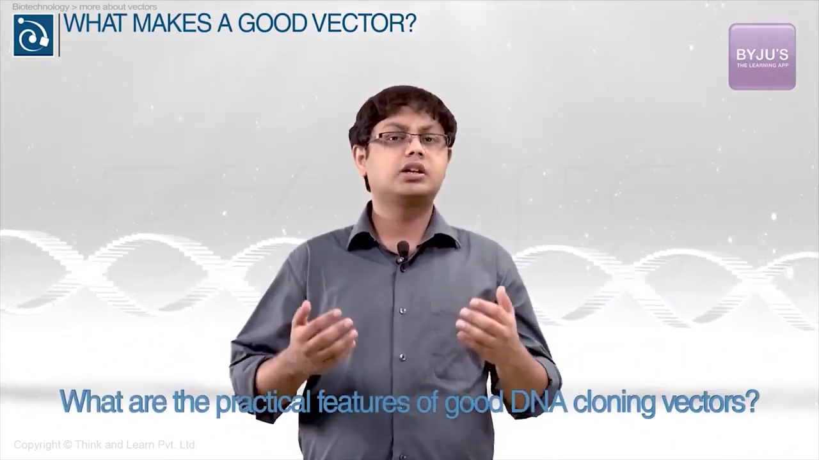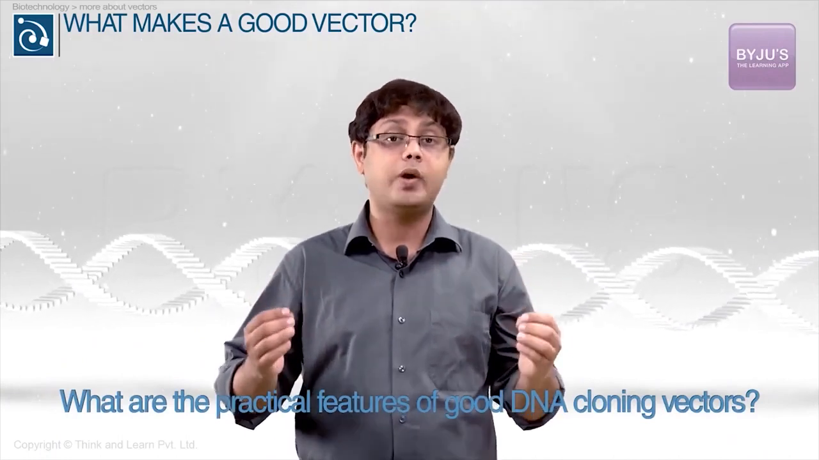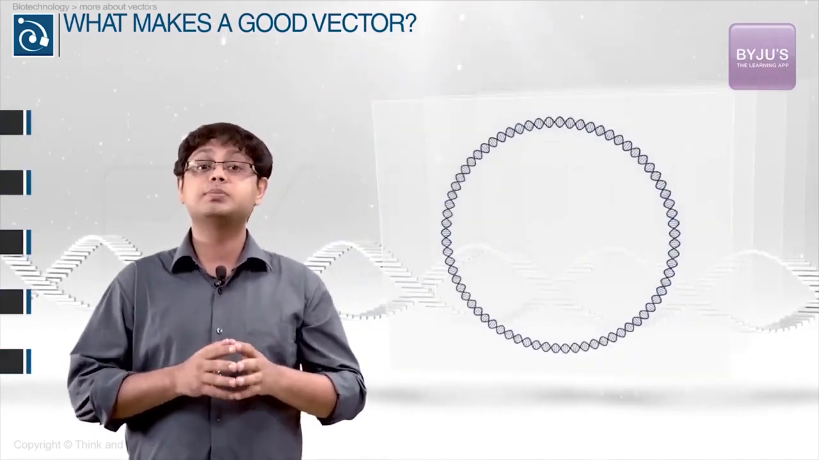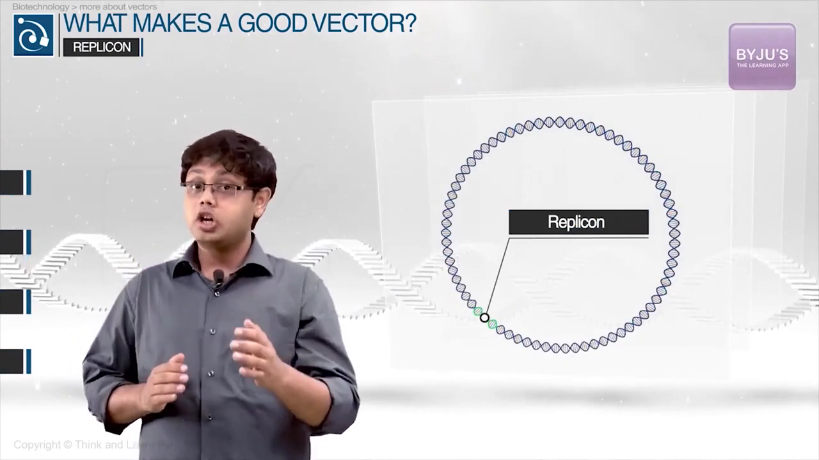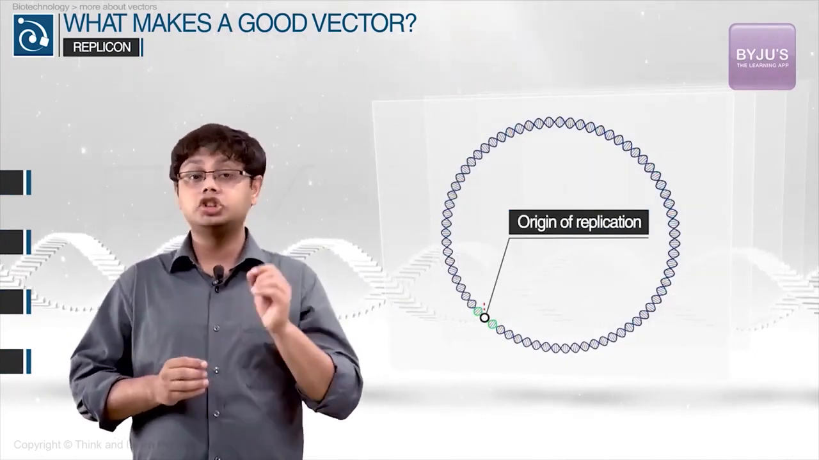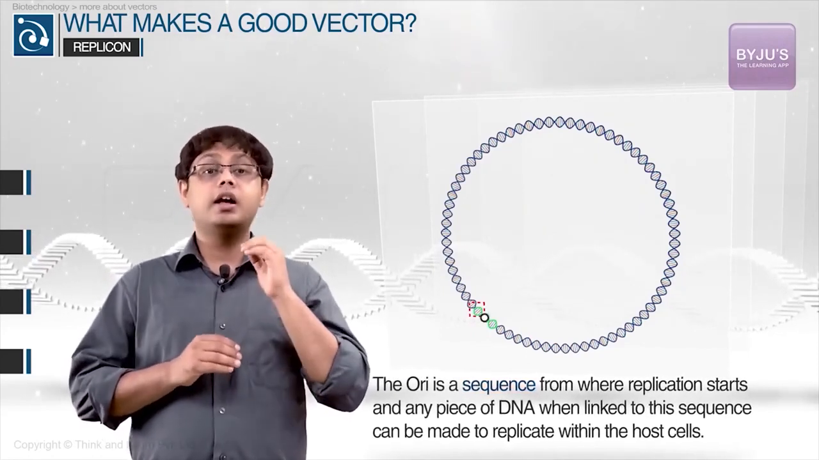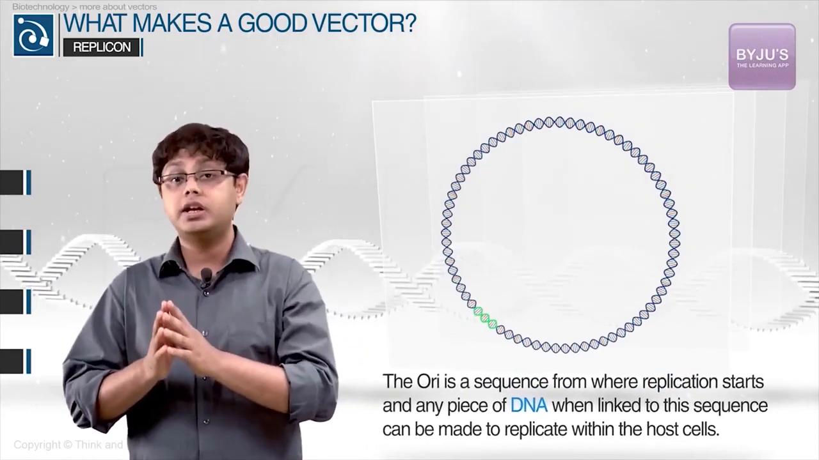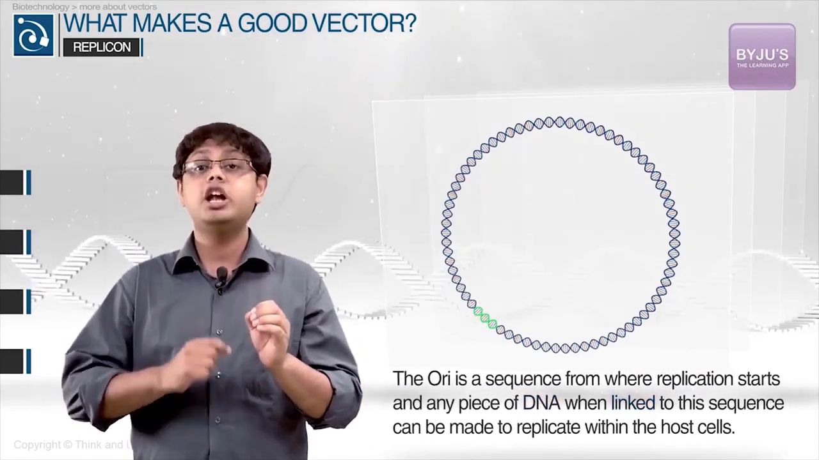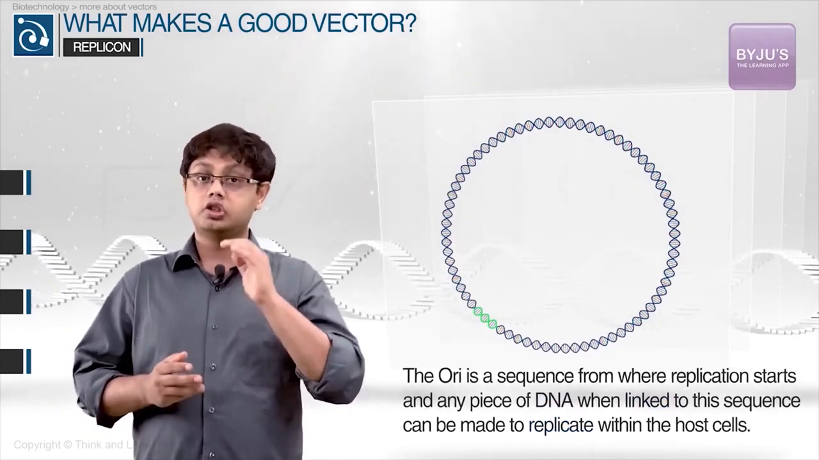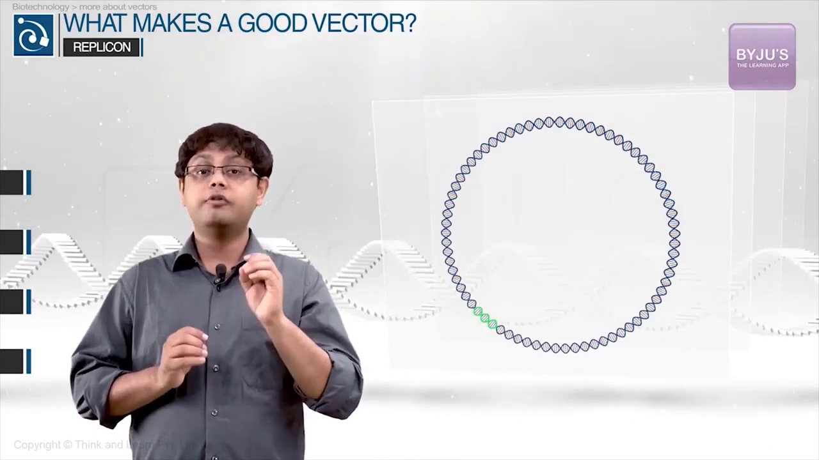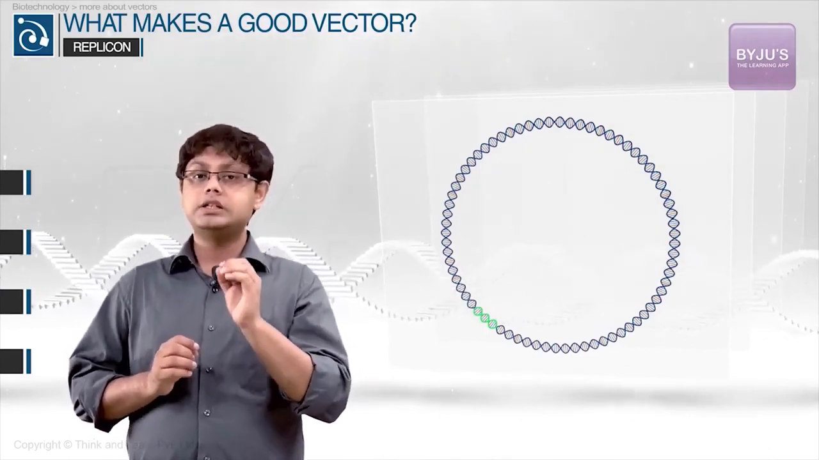So, what are the practical features of a good DNA cloning vector? Well, for starters, you will want the plasmid to replicate once it is inside the host cell. How do we ensure this? There is a basic sequence that the plasmid should contain: the replicon. The replicon comprises the origin of replication, or ORI, and all its control elements. The ORI is a sequence from where replication starts, and any piece of DNA linked to this sequence can be made to replicate within the host cell. So, this sequence is responsible for controlling the copy number of the linked DNA.